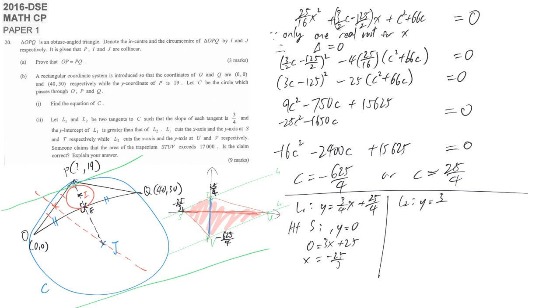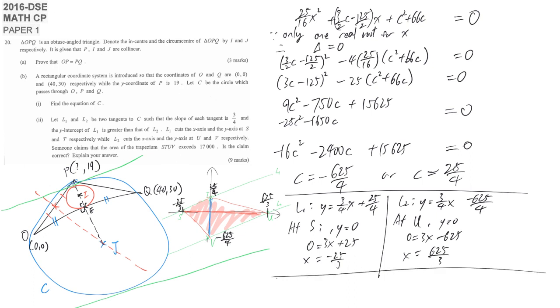L2 is y equal to 3 over 4x minus 625 over 4. At point U, y equal to 0, so x is equal to 625 over 3. Now to calculate the area, SU is equal to 625 over 3 plus 25 over 3, which is 650 over 3.